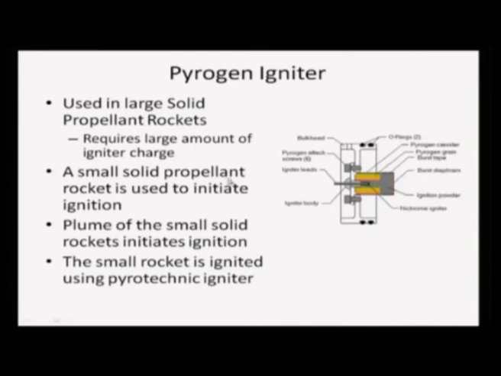So, a small solid propellant rocket is used to get the initial ignition, and the plume of the solid rocket initiates the ignition as is seen here. This small rocket is ignited by a pyrotechnic igniter. There is a pyrotechnic igniter sitting here, and this is a small rocket, and the different things are present here. So, this will be ignited by this, and then this, on the other hand, will ignite the main rocket. So, that is the pyrogen igniter.